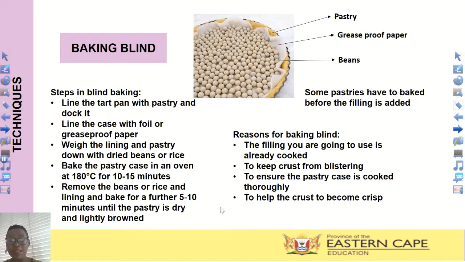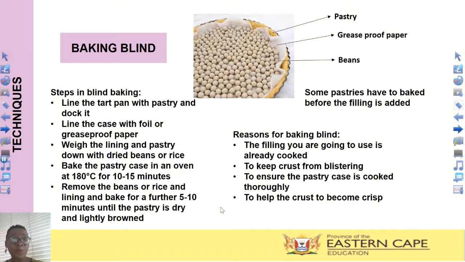You then weigh the lining and pastry down with your dried beans or your rice. You can use rice, and these can be used again over and over. It doesn't mean that once you've used the beans then you throw them away. You can always place them in an airtight container or a glass bottle, and you can reuse it in the future. You bake the pastry case in an oven at 180 degrees for 10 to 15 minutes.